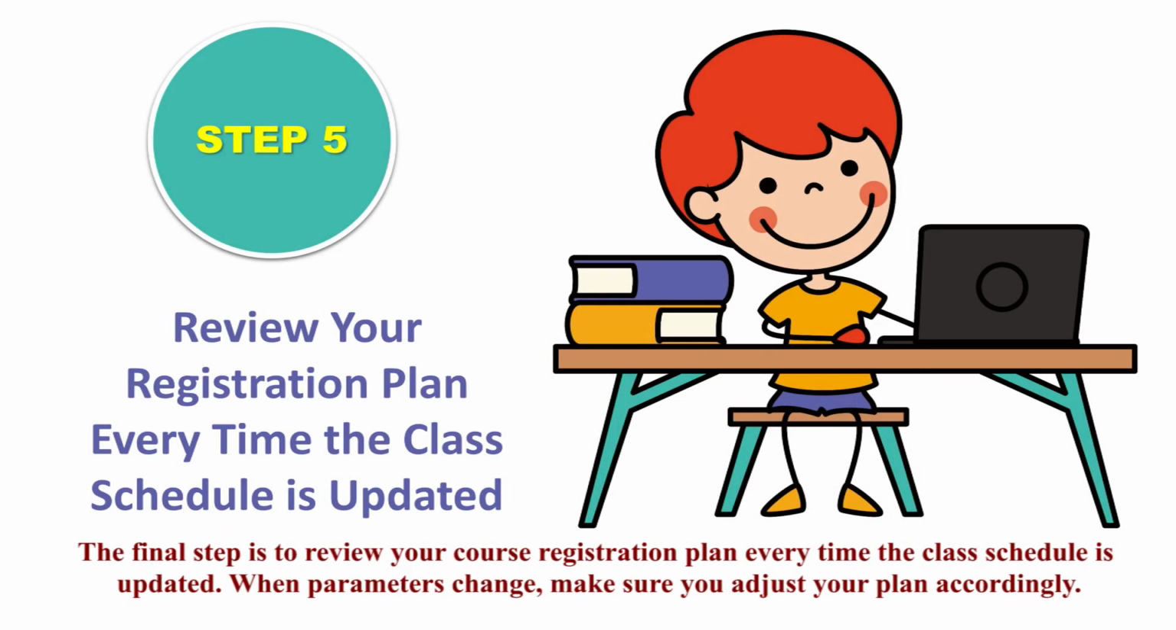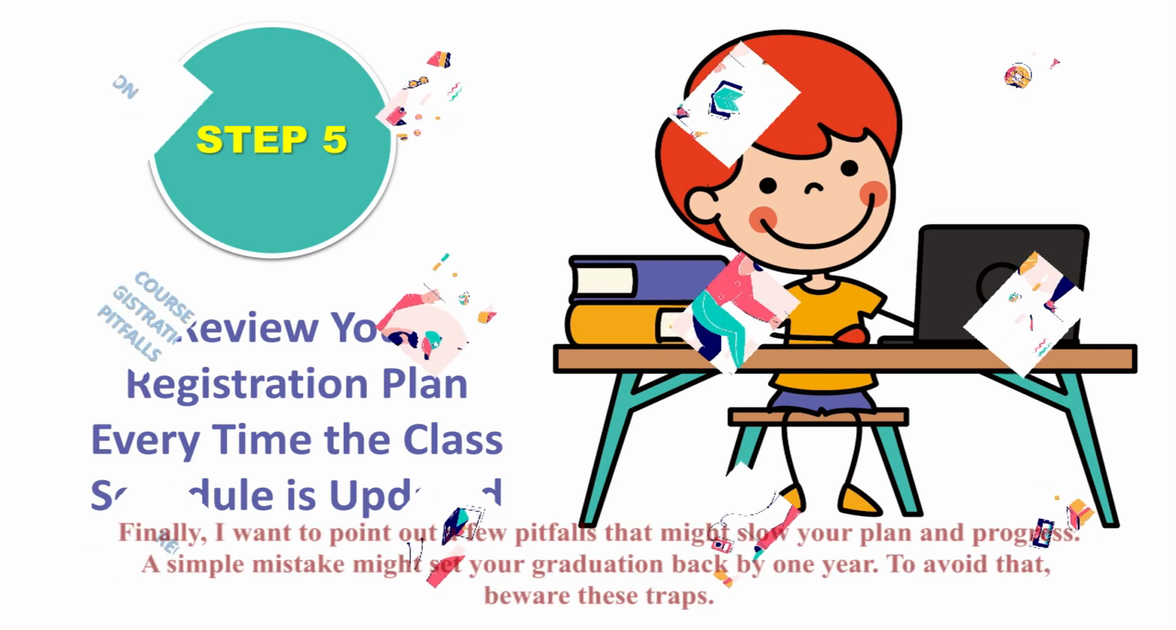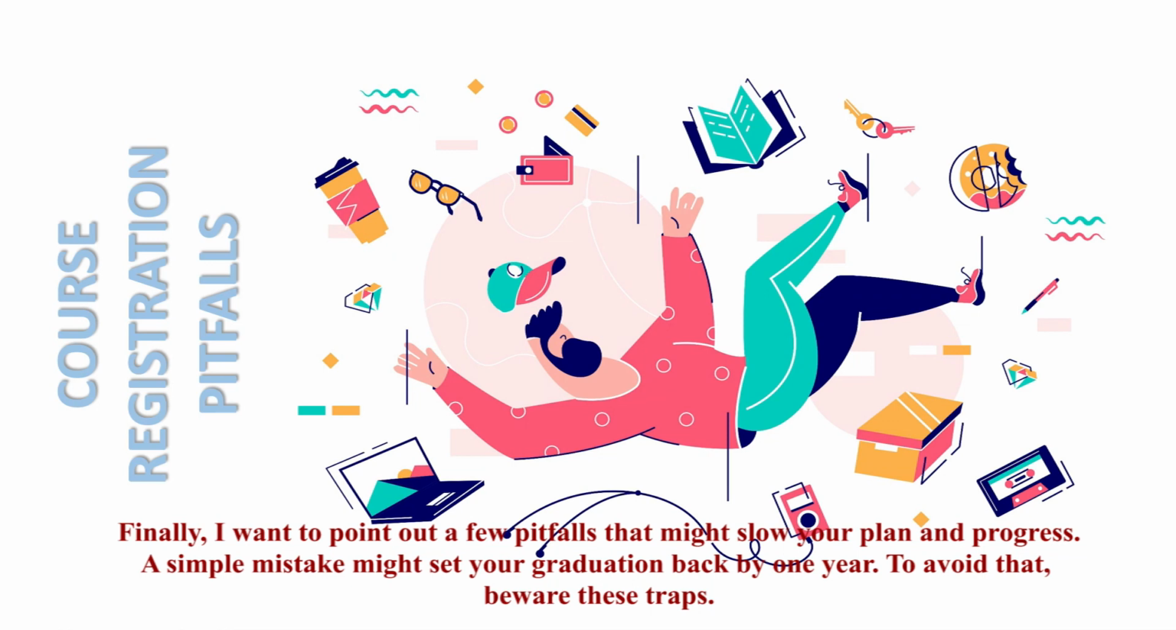The final step is to review your course registration plan every time the class schedule is updated. When parameters change, make sure you adjust your plan accordingly. Finally, I want to point out a few pitfalls that might slow your plan and progress. A simple mistake might set your graduation back by 1 year. To avoid that, beware these traps.